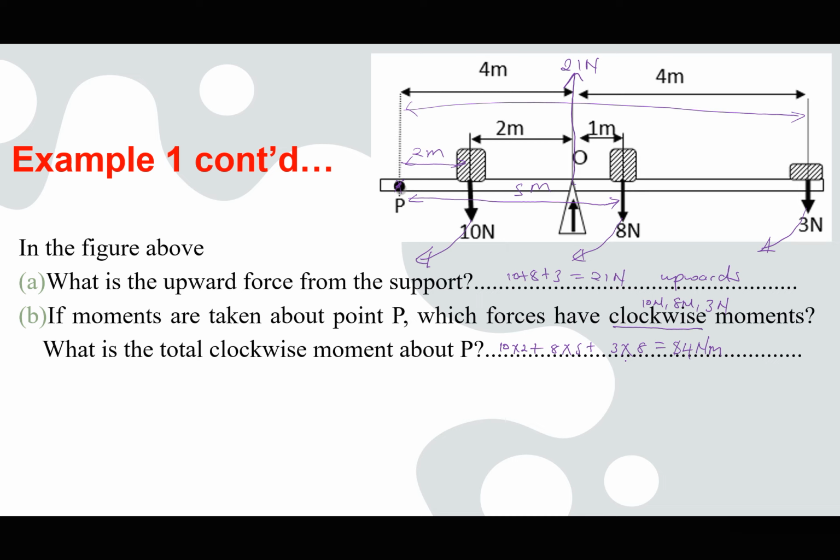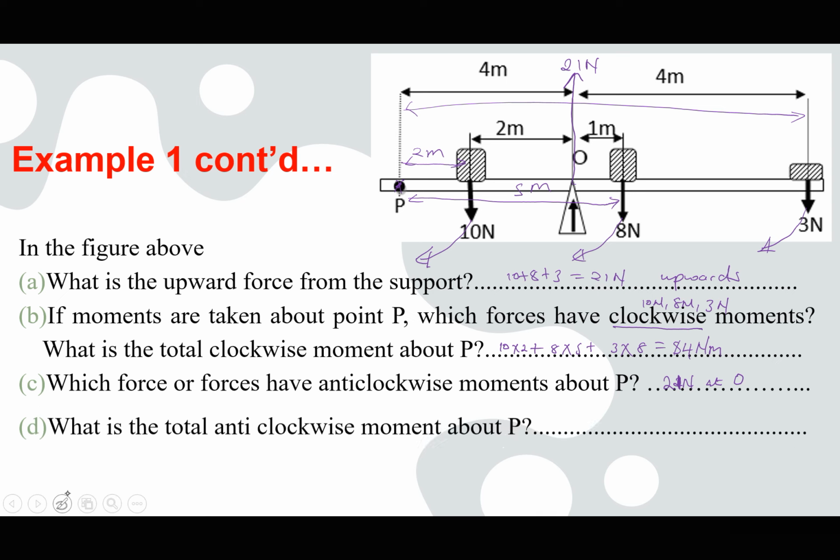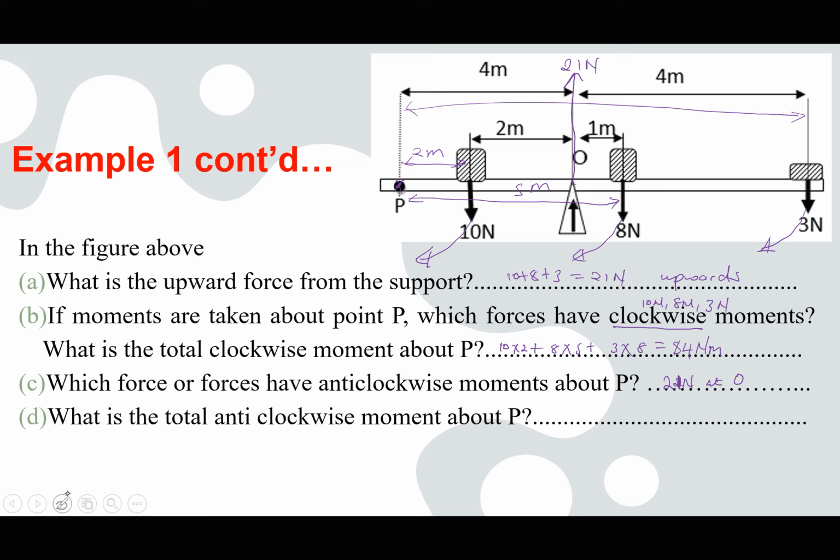So what is the total anti-clockwise moment about P? What force or forces have anti-clockwise moments? So that is going to be the 21 newtons. 21 newtons from the pivot. It is going to be 21 newtons at O. The force acting at O is the one which is going to cause anti-clockwise moments about P. So that is the force which causes anti-clockwise moments. And what is the total anti-clockwise moment about P? Let's check. So the force is 21 times the perpendicular distance, which is 4. So 21 times 4 is going to be 84 newton meters.